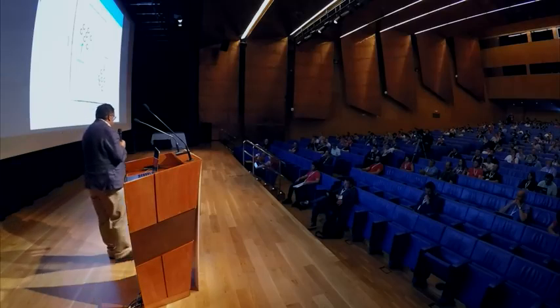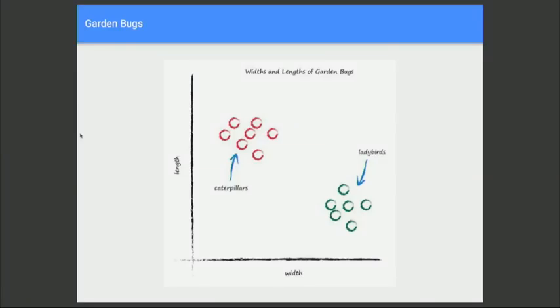So let's take our daughter into the garden where she likes to pick up bugs. And she's picked up some caterpillars and ladybirds. And imagine that we've plotted them on a graph with width and length. So caterpillars are thin and long, and ladybirds are short and wide. And if we plot them, we can see there's two clusters, two groups there, which is interesting, and some of you will recognize this as clustering.